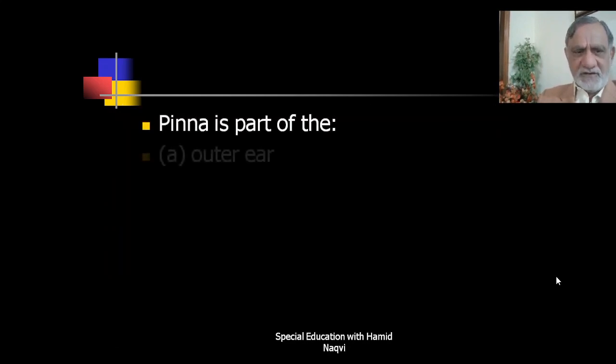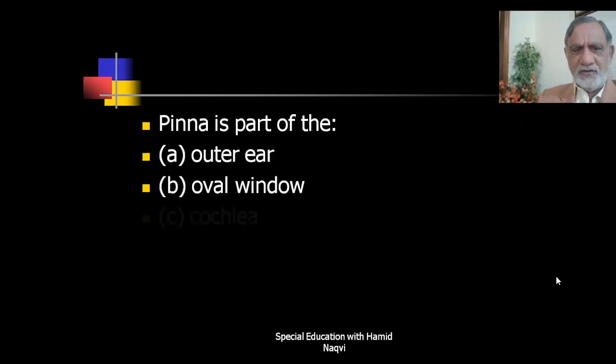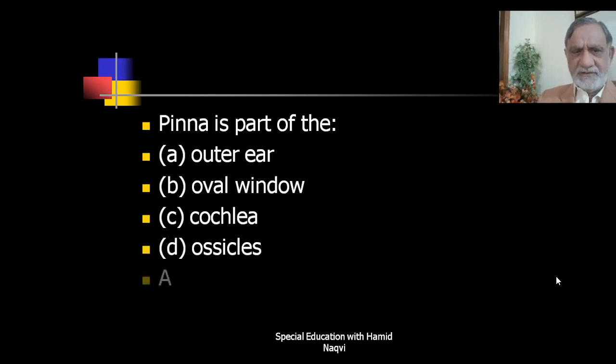Pinna is a part of outer ear, oval window, cochlea, or ossicles. It is the first one, that is outer ear.